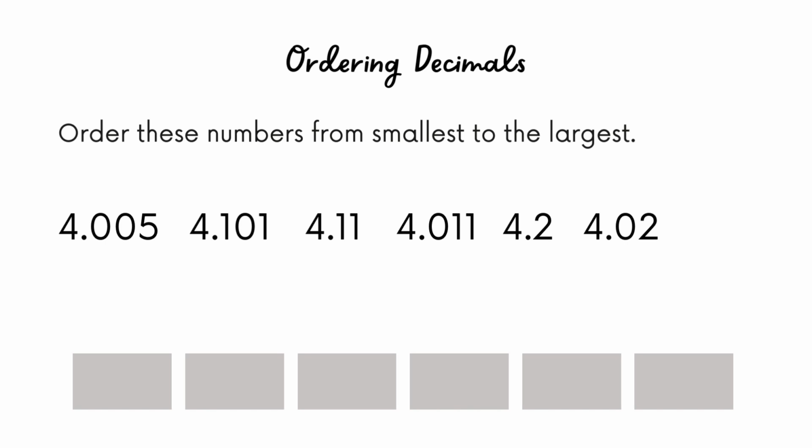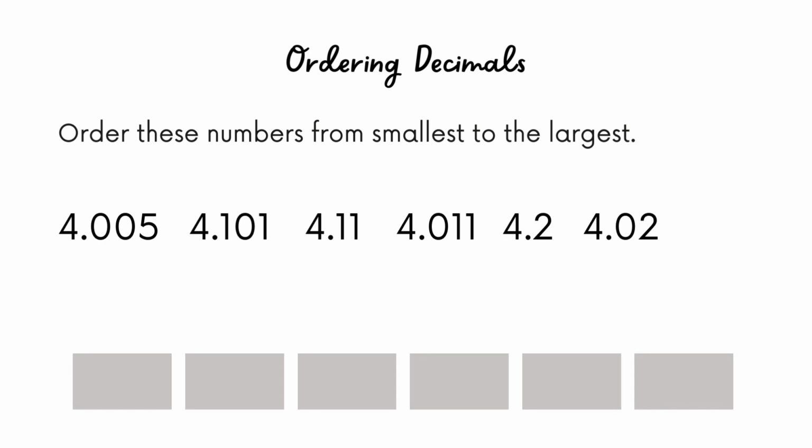So we have these questions: order these numbers from the smallest to the largest. We can see that we have 1, 2, 3, 4, 5, 6 sets of numbers, and they all have the units 4 and they have decimals. But it's a bit tricky because of the length of the numbers.